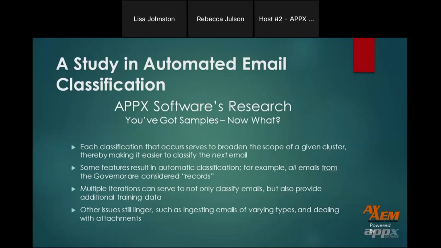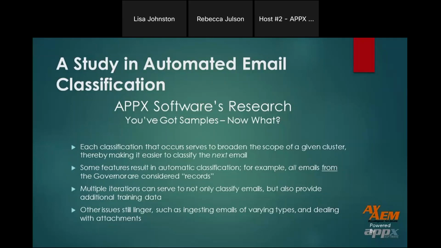You can execute multiple iterations of these types of classifications so that you get a growing list of emails that have already been classified. And with each iteration, you actually wind up creating a larger and larger collection that you can then use to help identify the next set of data.